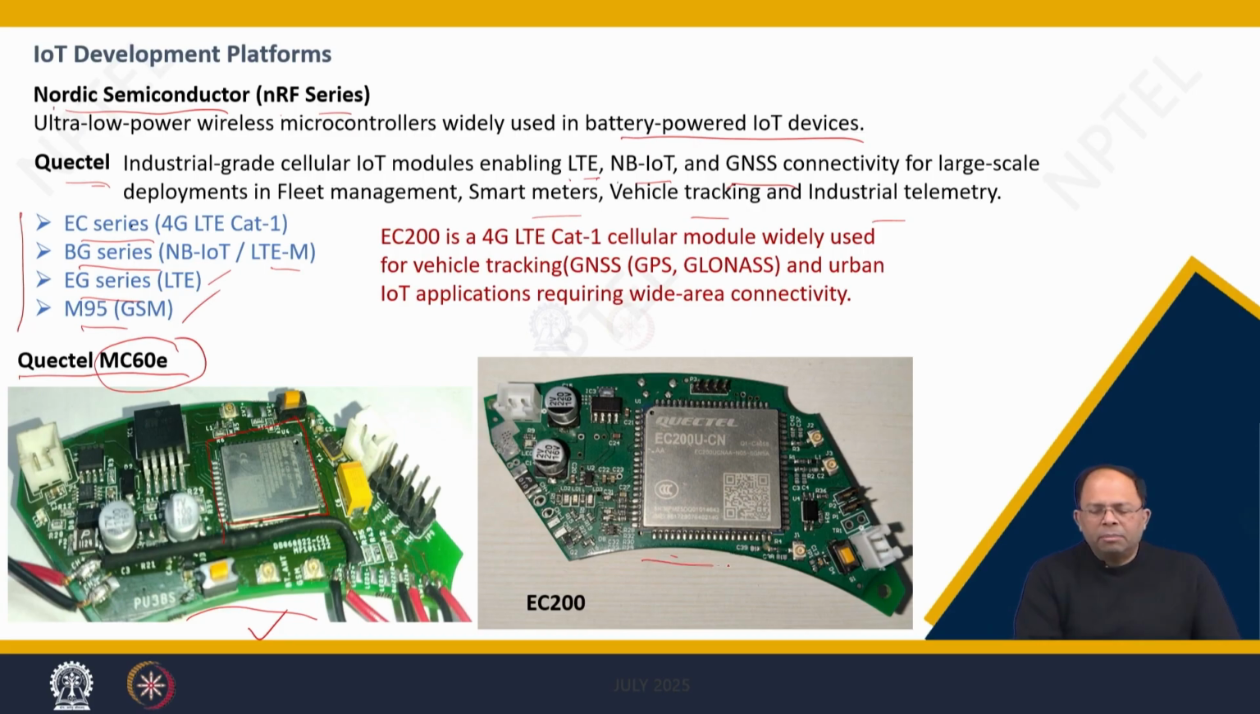For example, here the microcontroller is EC200U-CN. So it is a 4G LTE Cat1 cellular module widely used for vehicle tracking. GNSS, GPS, GLONASS, you can actually track both constellations, and urban IoT applications requiring wide area connectivity, we actually use this kind of devices, right? So both these devices are from work done in our lab, and we are preparing IoT devices which use this kind of circuit boards and this kind of microcontrollers.